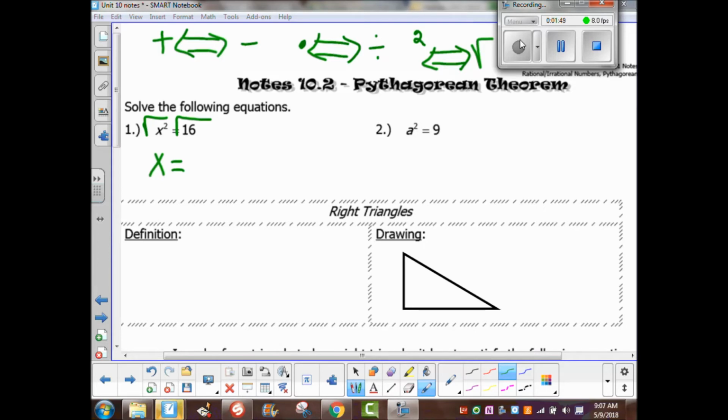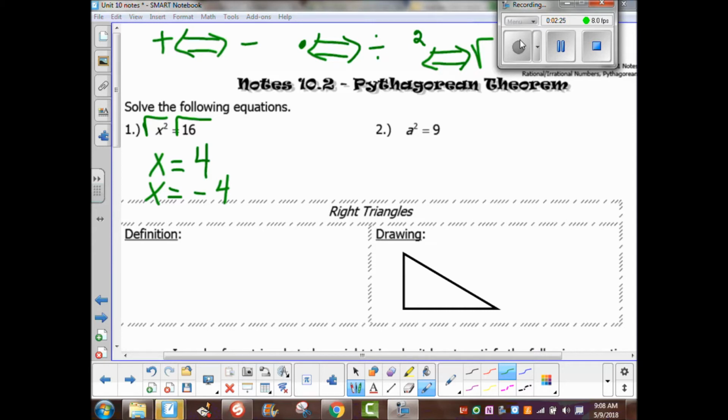Because a number times itself gives you 16. 4 times 4 gives you 16. But there's also another number times itself that would give you a positive 16. What is it? X equals 4 was the easy one to come up with. And then Rodrigo said, what about negative 4? Because negative 4 times negative 4 also gives you positive 16. 2 answers to that equation.